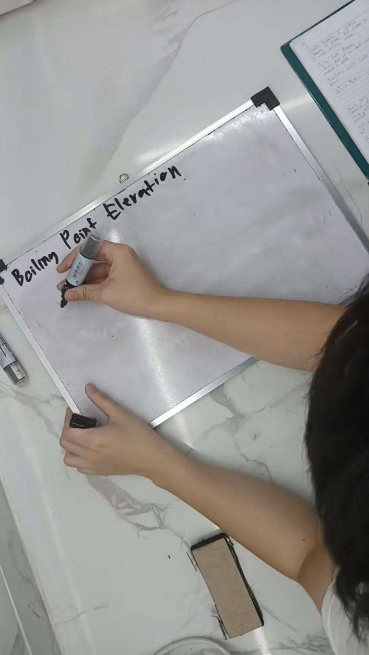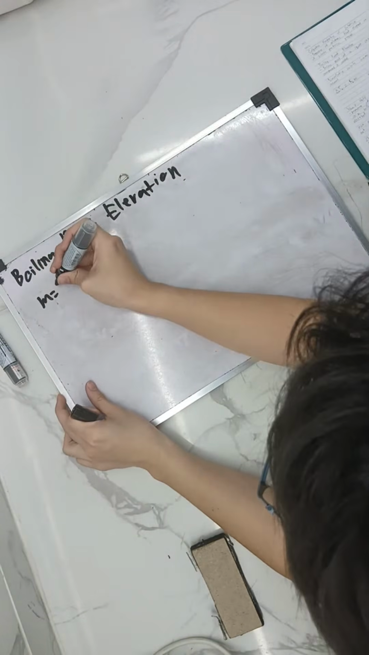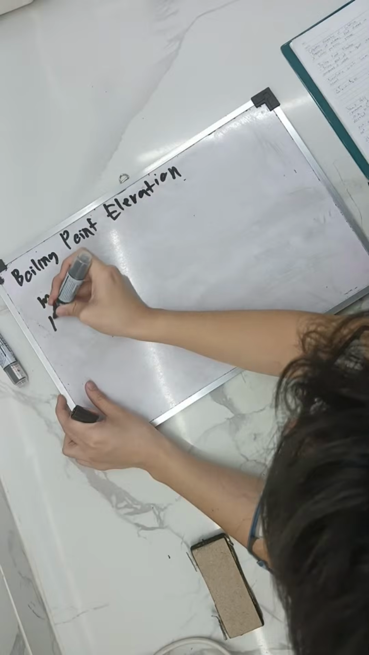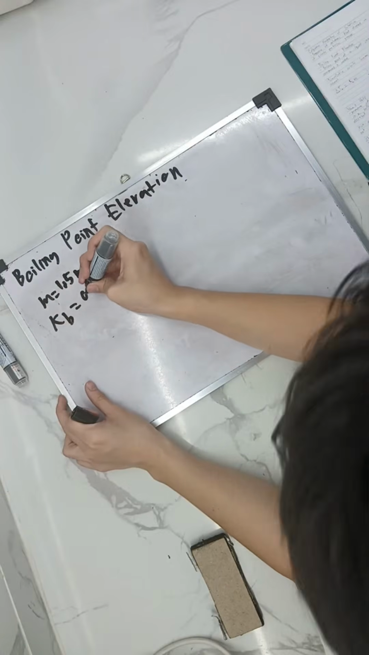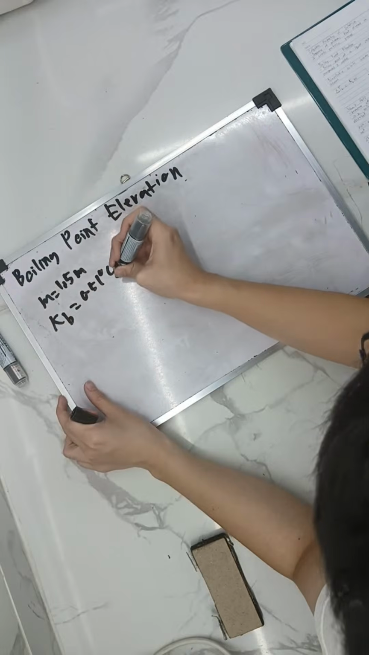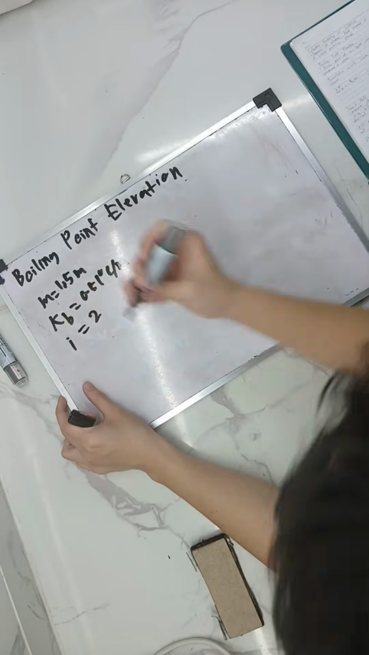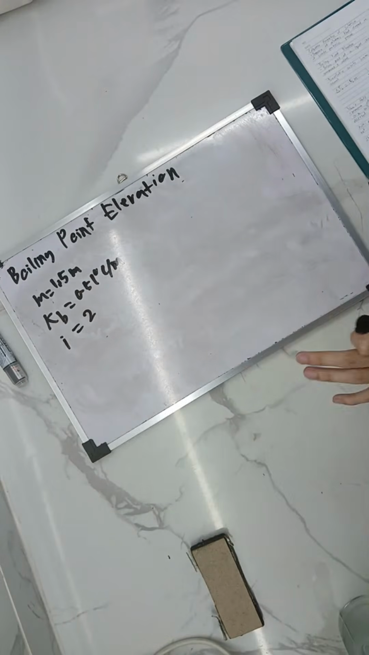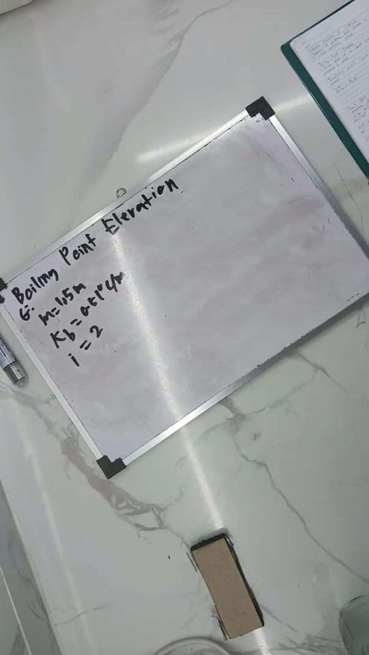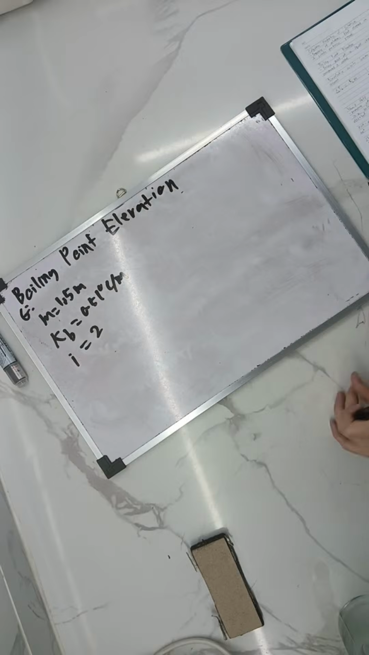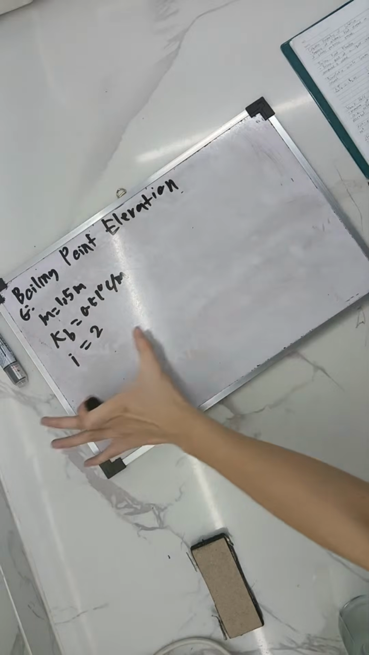So we're given the molality, which is equal to 1.5 molal. The Kb is a constant, so again, it never changes: 0.51 degrees Celsius per molal. i equals 2, so the Van't Hoff factor equals 2. So these are our givens. So these are what the problem has described. I don't have the exact word problem, but this is what's given.